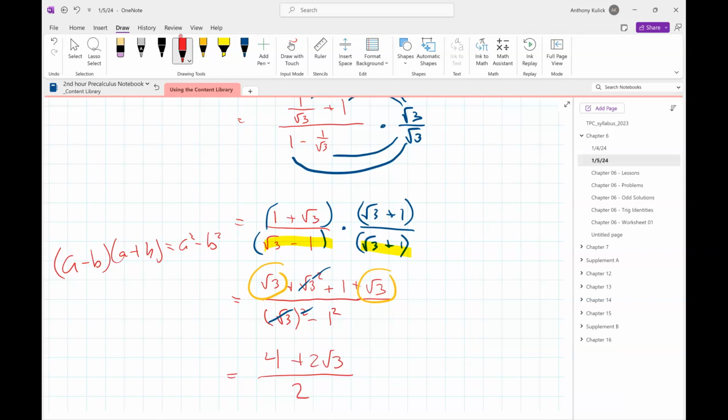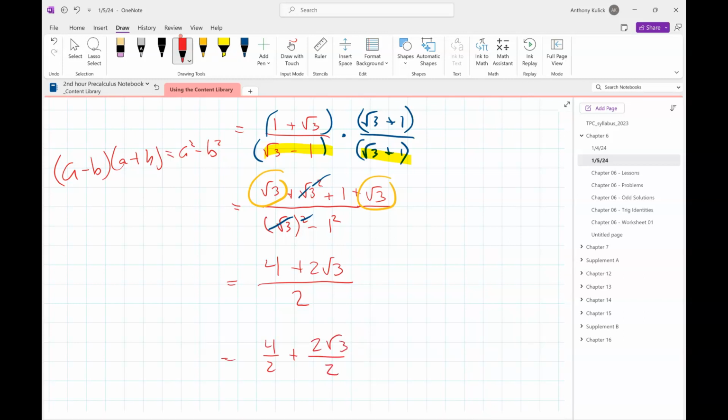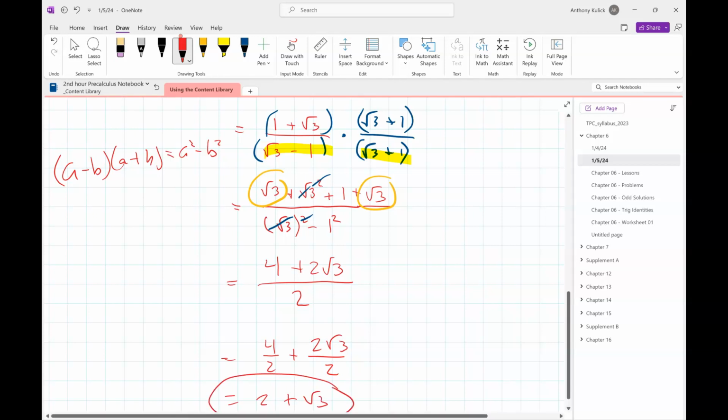And then I'll notice that I can reduce this because if I write this as two separate fractions with the same common denominator, well, 4 over 2 is just 2, and 2 root 3 over 2 is just root 3. So that should be my answer.